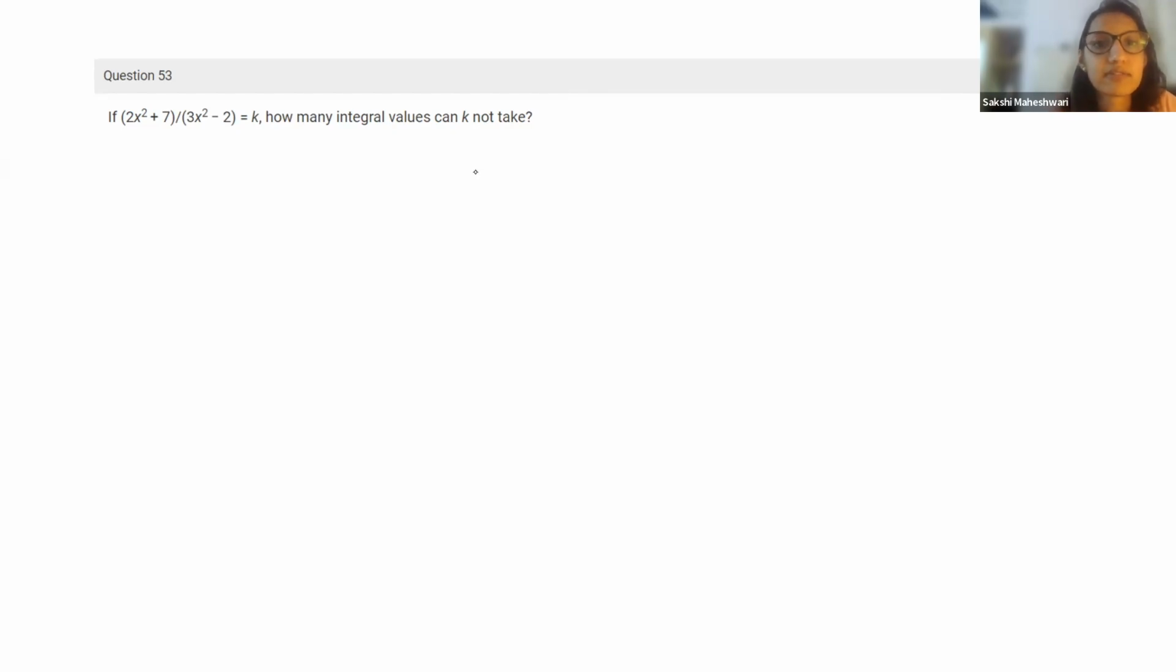So now, this is (2x square plus 7) by (3x square minus 2). This is equal to k. So see this, how many integral values can k not take? This seems like a bit of a typical question. So you can attempt it. You can leave it in your first go, but you can come back to it and attempt it in the second go. Getting my point? If any question doesn't seem too direct to you, just leave it in the first go. Make sure that you are clear with the approach, and then only you pick it.